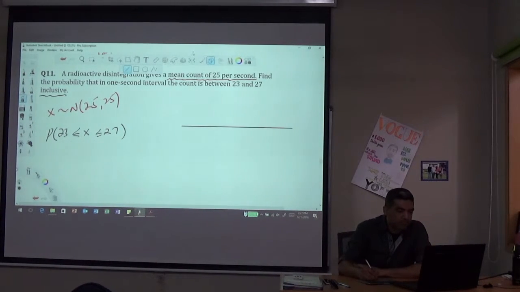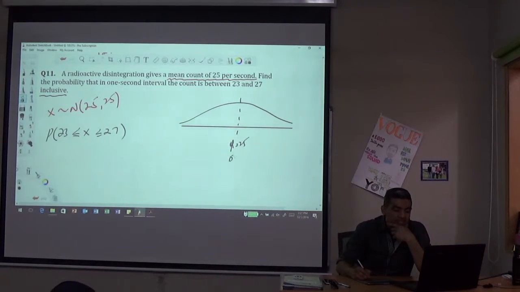Let's make the diagram. So mean is right in the middle, 25. Standard deviation is 5. If 23 and 27 both are included, the continuity correction would make this into 22.5 on this side and 27.5 on this one. Do we all agree on this? So from 22.5 till 27.5, this is the area we are interested in.